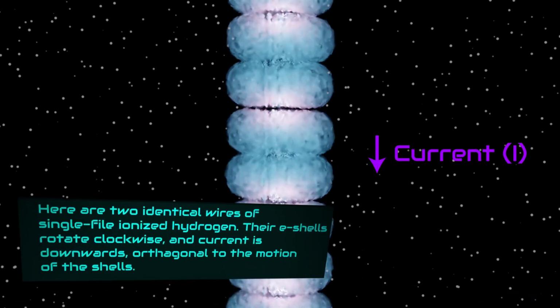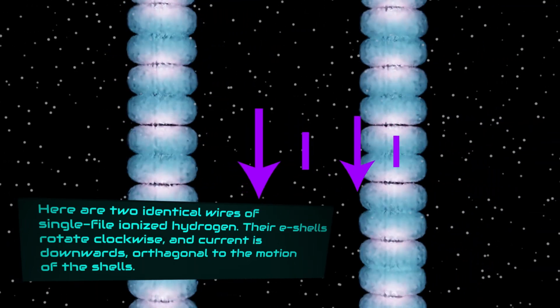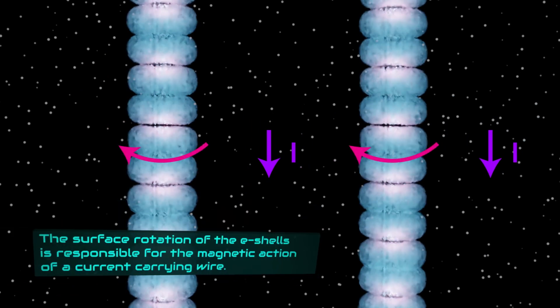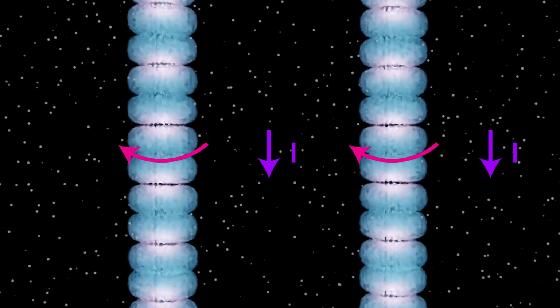Here are two identical wires of single-file ionized hydrogen. Their electron shells rotate clockwise, and current is downwards, orthogonal to the motion of the shells. The surface rotation of the electron shells is responsible for the magnetic action of a current-carrying wire.